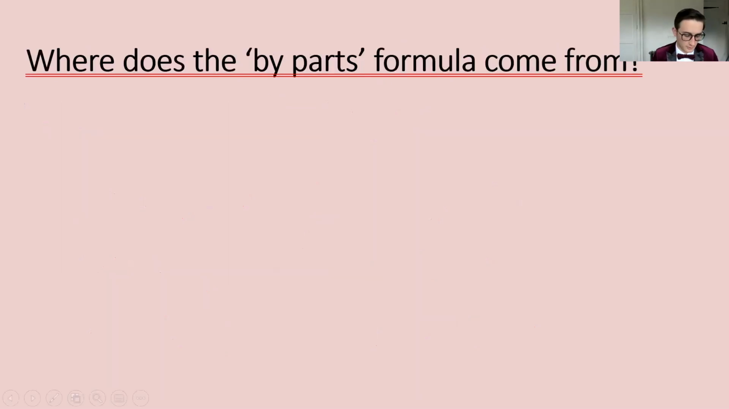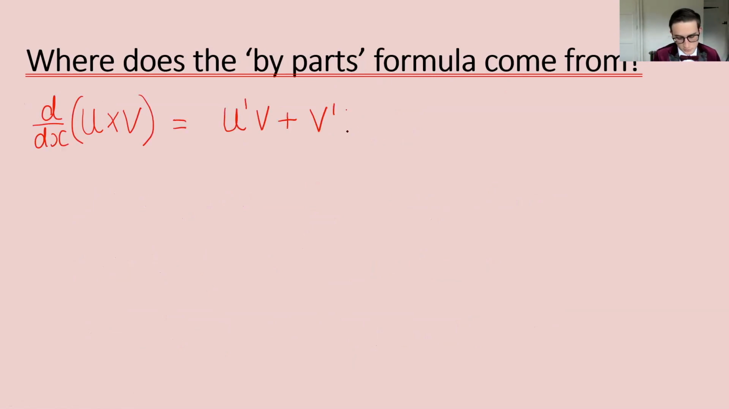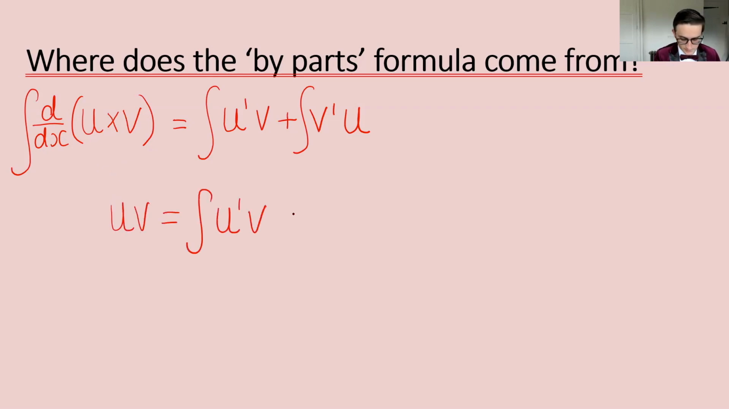We're going to have a little look at now. If I take, for example, a product, if I have a product u times v, and I differentiate this with respect to x, we should all know by the product rule that I would get u dash v plus v dash u. Now, if I integrate both sides there, I integrate the derivative, I just get the thing. If I take integrals of all of this. So that just leaves me with uv is equal to the integral of u dash v plus the integral of v dash u, all with respect to x.